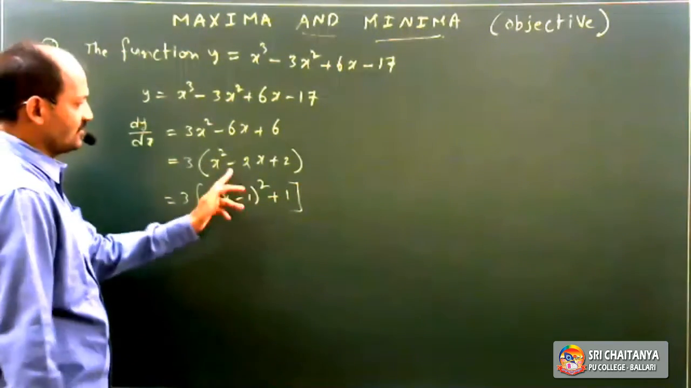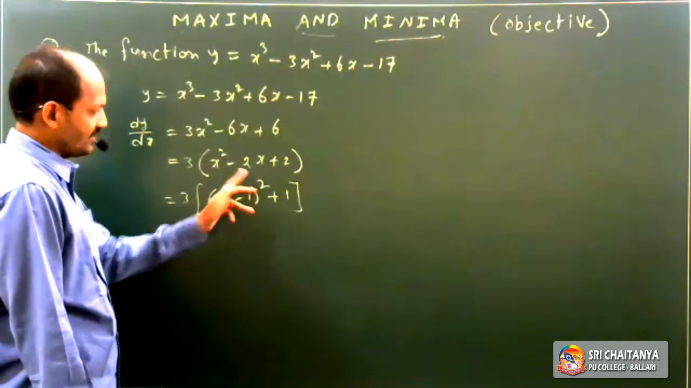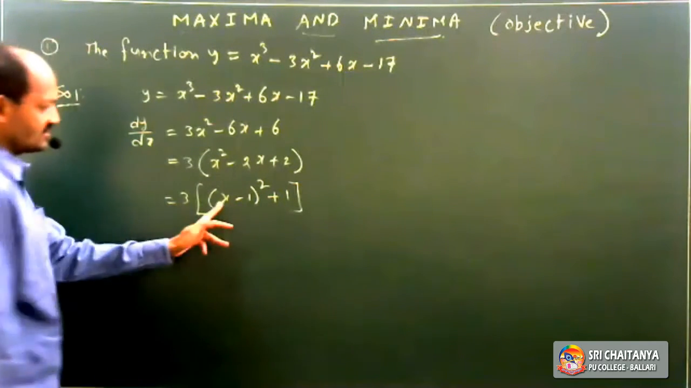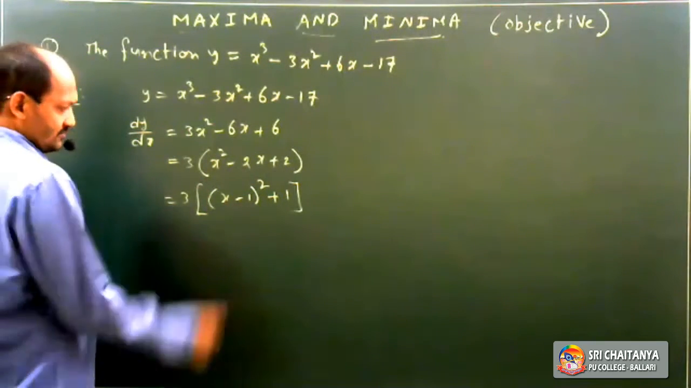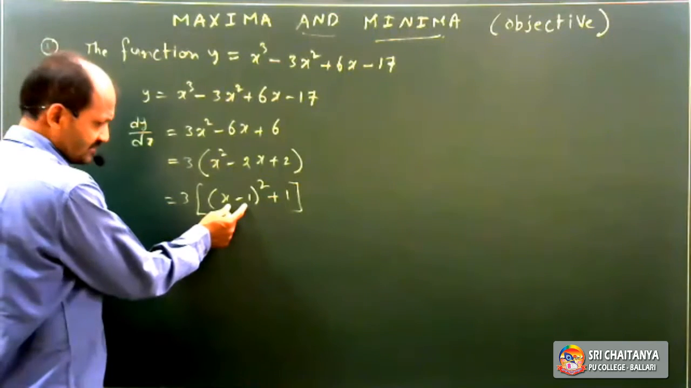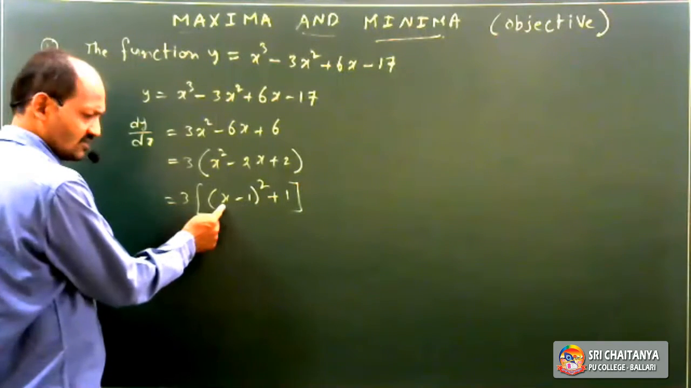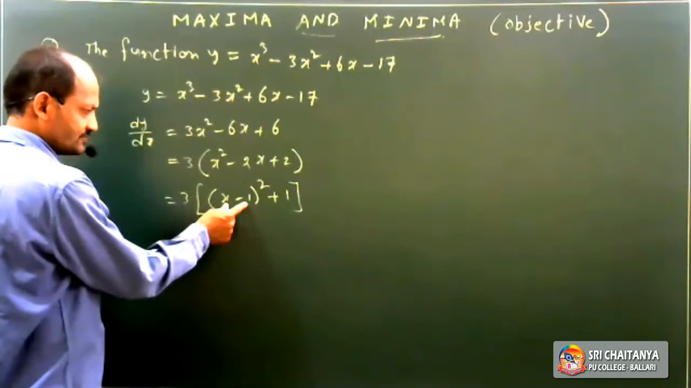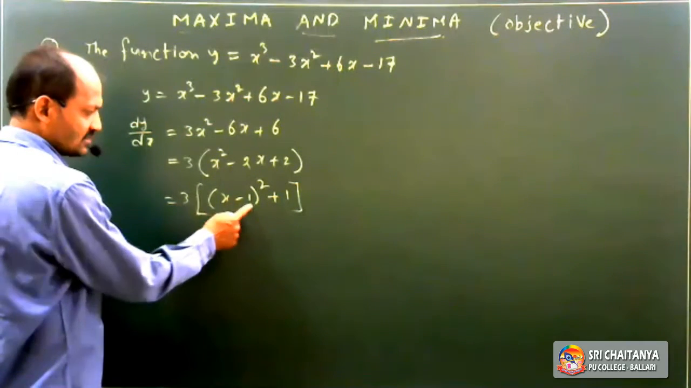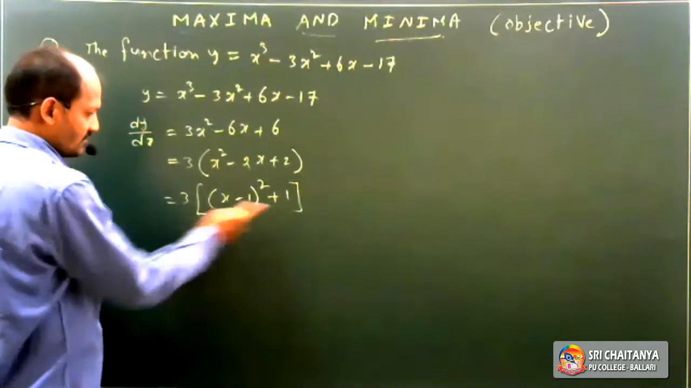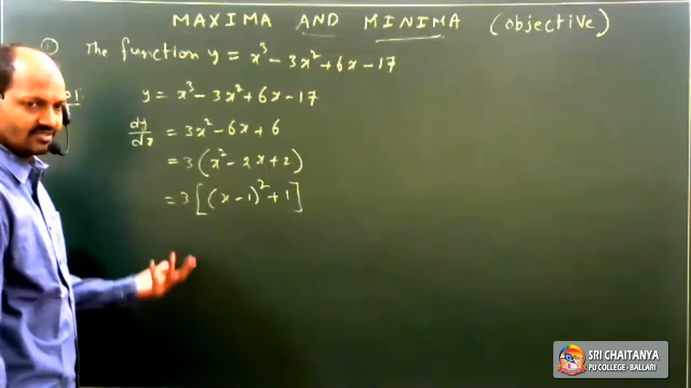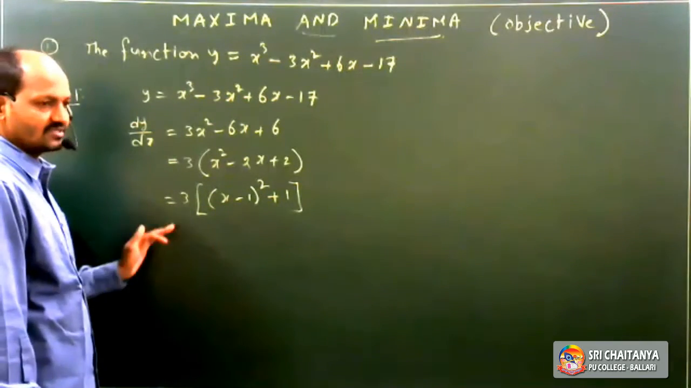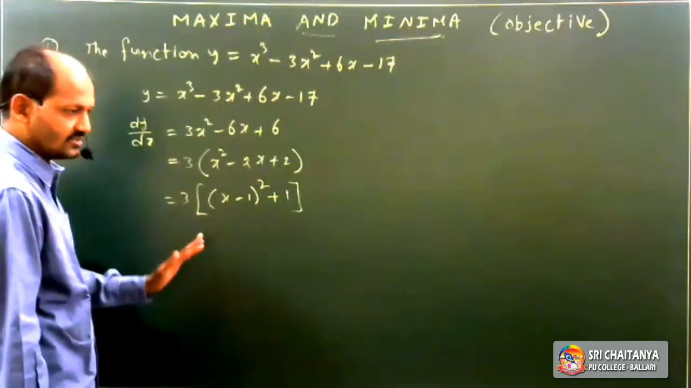It is a minus b whole square. x square minus 2x plus 1 plus 1, so it is x minus 1 whole square plus 1. Whole square is always positive. In case x equal to 0, consider 0 minus 1 whole square, it is plus 1. Consider 1, 1 minus 1 is 0, 0 plus 1 is 1. 1 into 3 is positive. So at any value of x, the first derivative is greater than 0.